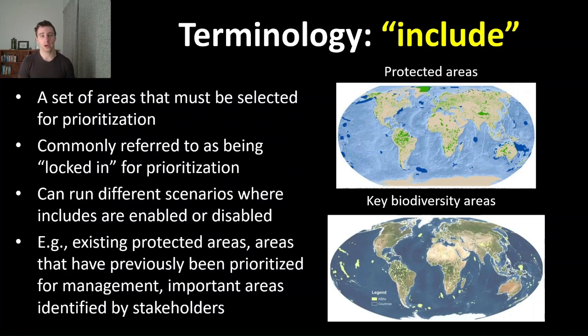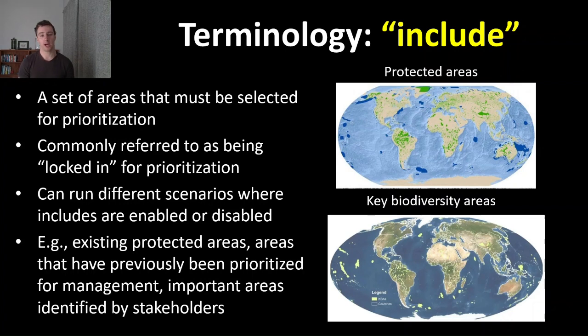So when you're using includes, I would encourage you to run different scenarios where you disable or enable different combinations of includes, so you can see how different includes will alter your priorities, because you might find that certain places are only a priority if you don't consider particular includes, or if you do consider particular includes, and that might make you think about, are these really important priority areas, or are they doubling up on the potential benefits of existing management areas?